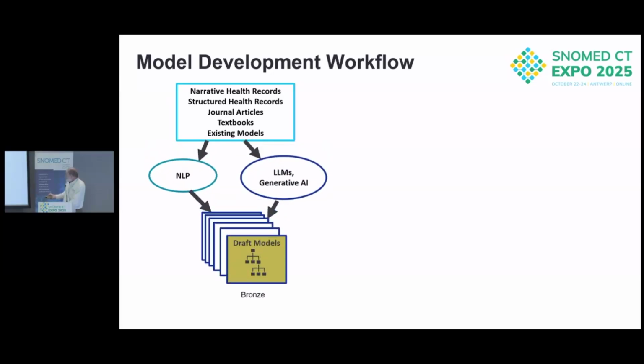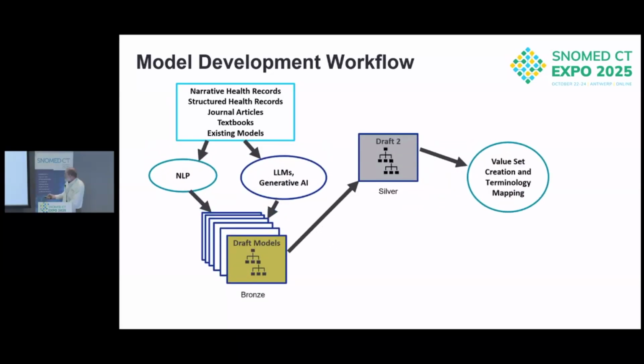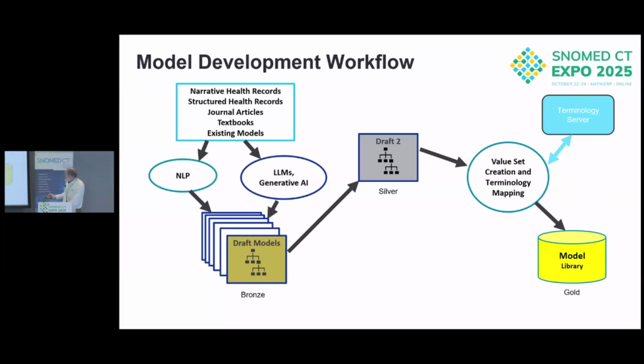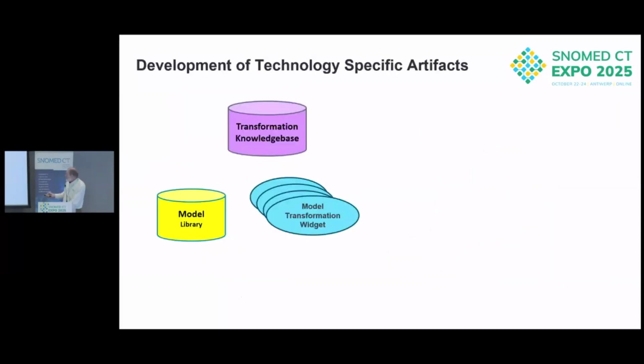I'll go through this quickly. Basically, this says you can automate the generation of these kinds of information models using AI, mostly, but there's human review required. But using AI tremendously speeds up the process by which you can generate these models. Then, to show how it works in real life, you have that model library, and you have a transformation knowledge base and say, from that model, I want to generate FHIR profiles. And that's what's in this transformation database.